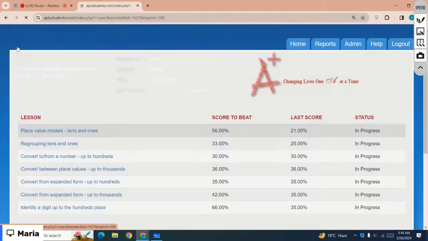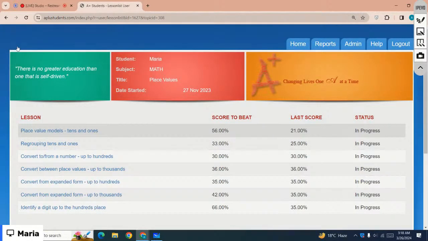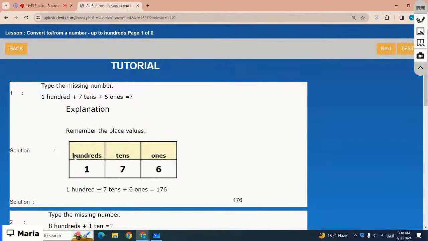The next lesson is convert to and from a number up to hundreds. Let's just start with the next lesson. So the first one is type the missing number. Basically you are given all the digits: the digit at the ones position, then the one at the tens position, then the one at the hundreds position. You just have to make the number.